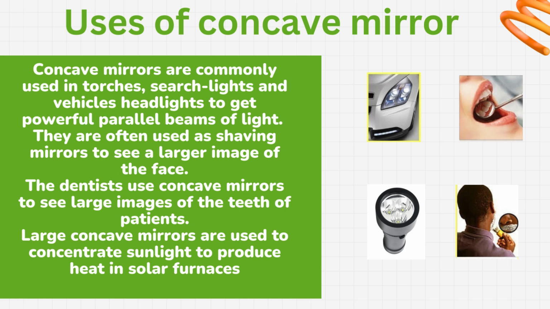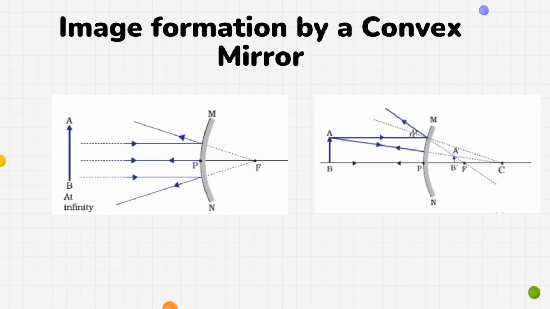Uses of concave mirrors. We usually use concave mirrors in torches, searchlights, and vehicle headlights to get powerful parallel beams of light. To get larger images of an object, we usually use concave mirrors. And to concentrate sunlight to produce heat in solar furnaces, we usually use concave mirrors. In this section, we are discussing image formation by a convex mirror.